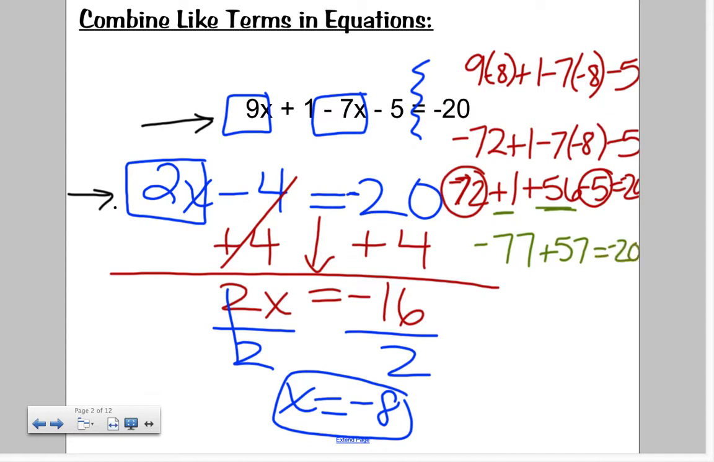Now, look at those two. What's the difference between 77 and 57? Jenna? 77 is negative and 57 is positive. So what's our answer going to be? And what's the difference between 77 and 57? So it's negative 20 is equal to negative 20. And that checks out. Questions on that one?